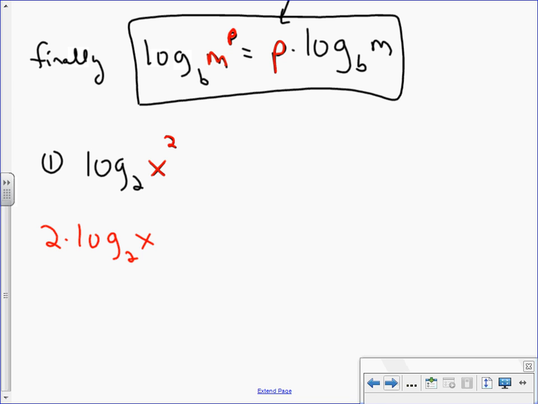When you're in pre-cal and you're working with these, you're going to use this to make it so much easier to solve equations. It's not even funny. It makes things so much easier.